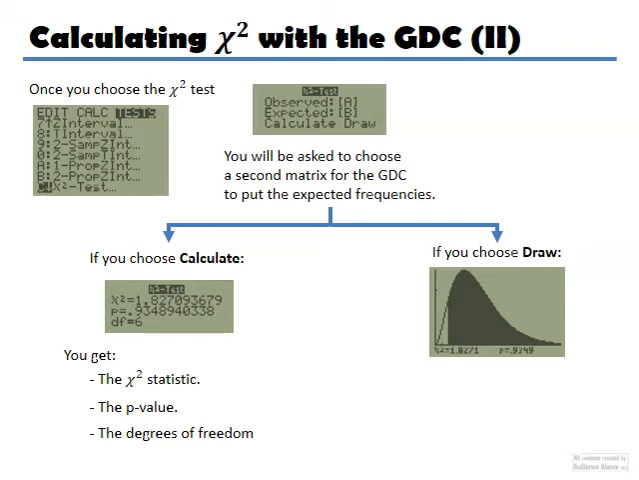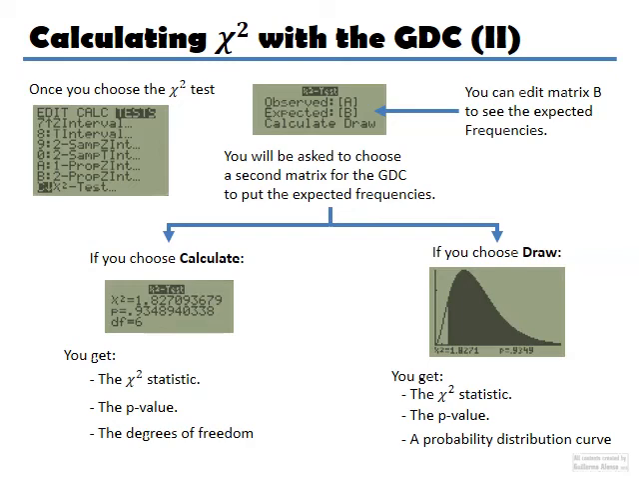If I press draw, this is what's going to appear. Now, this is a distribution curve, like the ones we've seen in a normal distribution. Now, it's not really in the syllabus, but it's not a bad thing to look at it carefully. Now, here's an important thing. It also gives me the chi-squared, and it gives me the p-value. And we get also the probability distribution curve. It's interesting to compare this with the normal distribution. If you want, we can talk about it in class. So, important to realize here is that if I go back to my matrix menu, I can edit matrix B and I will be able to see the expected frequencies. Now that might be something they ask for, so it's a good thing to know.